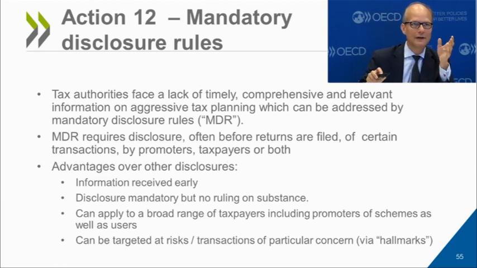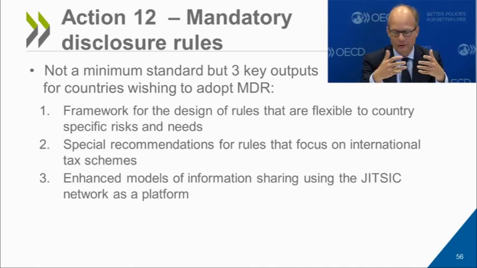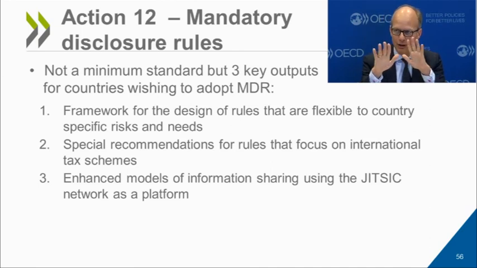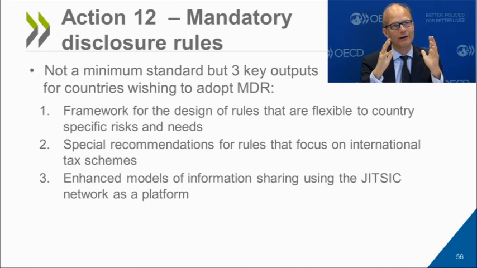And so what we've done in this area, and this is a best practice for those countries wishing to introduce those sorts of measures, is to basically give you three things as governments. One is we have agreed a framework for the design of rules that are flexible to country-specific risks and needs. Not everything is the same for every country, so we have given a framework that is ready for use in that space, and I think that's an important part of how we've designed it. The second piece goes to a specific recommendation for rules that focus on international tax schemes, because that is very often the type of thing that you may not be able to capture under the existing mandatory disclosure rules, because it sits on the border between the two countries and it's something to pick up.